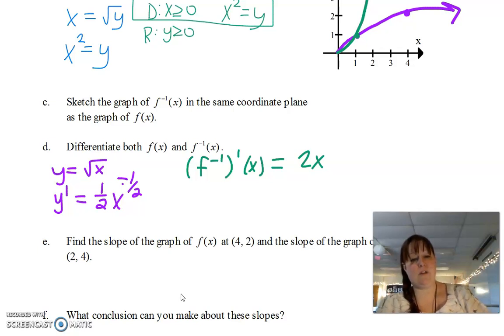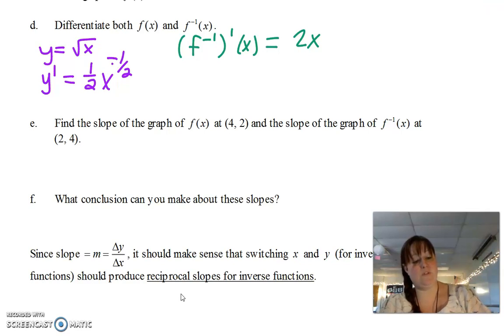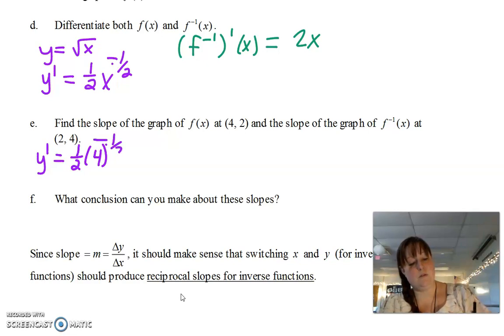So find the slope of the graph of f at 4, and the slope of the graph of the inverse of f at 2, 4. Let's figure out when x equals 4, what is the slope of this graph? We have y prime equals 1/2 times 4 to the negative 1/2, and that equals 1/2 times 1 over the square root of 4, which is 1/4. So the slope at 4 is 1/4.